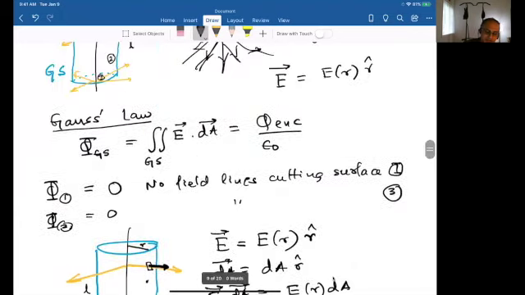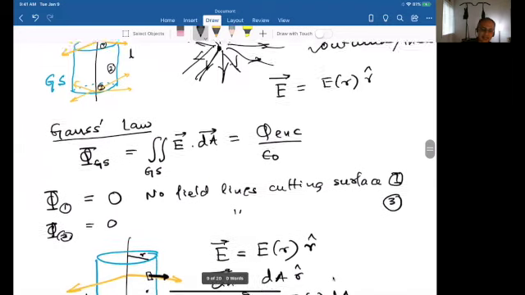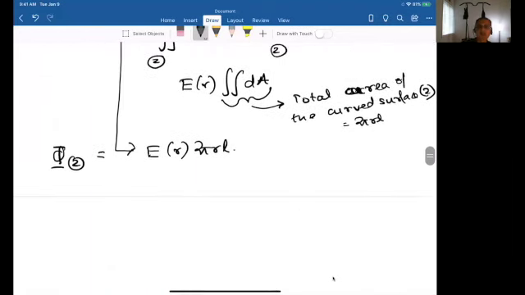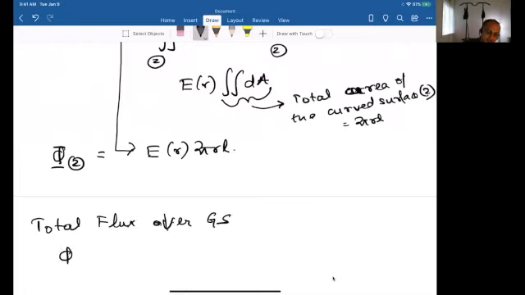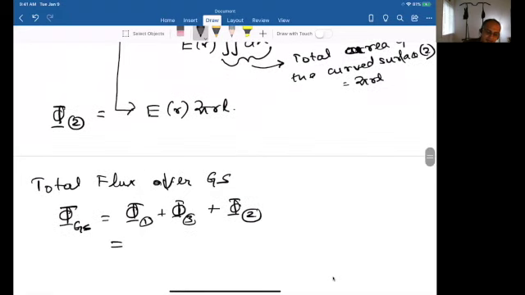So we found the flux over the two flat surfaces, they were both 0, and the flux over the curved surface comes to E of r times 2 pi rL. So the total flux over the Gaussian surface would simply be the flux over the two flat surfaces plus the flux over the curved surface. So that is just going to be E of r multiplied by 2 pi rL. And this should equal the total amount of charge enclosed inside the cylinder.